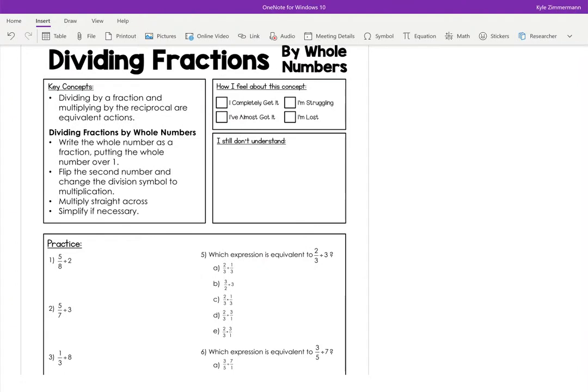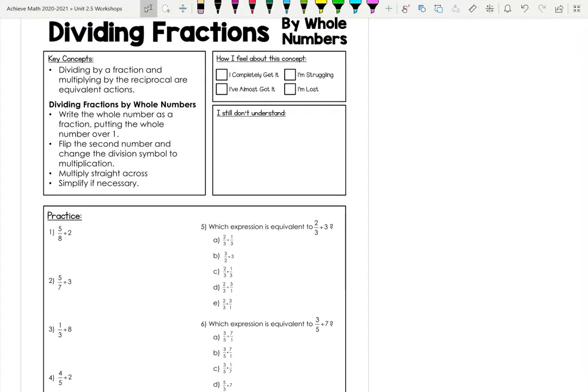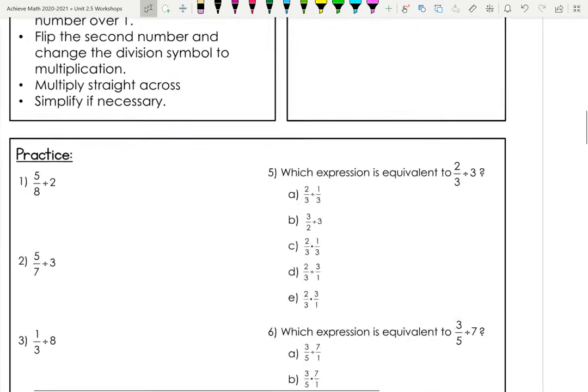So go ahead, take a moment to pause, read the key concepts. Essentially, we're going to be dividing fractions by rewriting them as an equivalent expression. The way we do this is we multiply by the reciprocal. So to divide fractions by a whole number, we're going to first set it up so it's a fraction divided by a fraction. We're going to go ahead and rewrite it as a multiplication process, and then we're going to multiply. So let's do a couple.